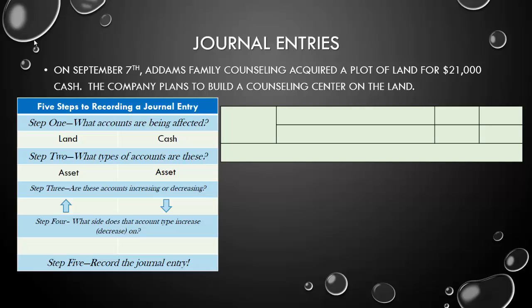So what side do these accounts increase or decrease on? They're assets. Assets always go up with a debit and down with a credit. So our journal entry is a debit to land for $21,000, a credit to cash for that same $21,000. In our description, we can say that we purchased land for use in operations.